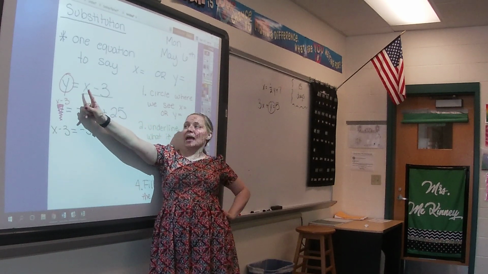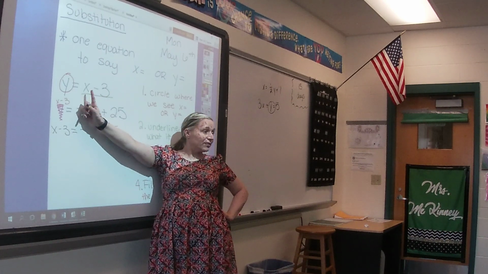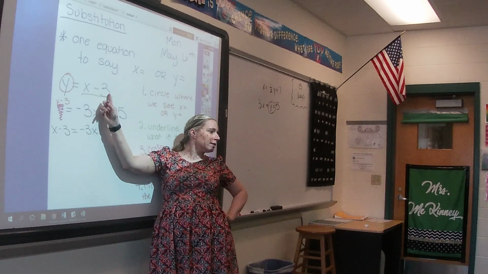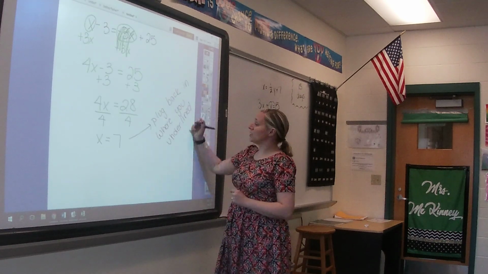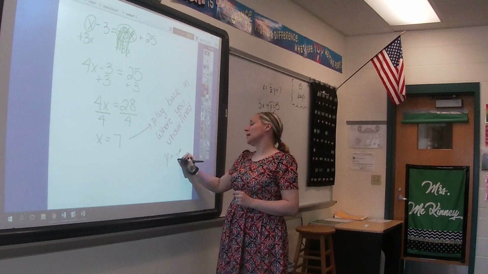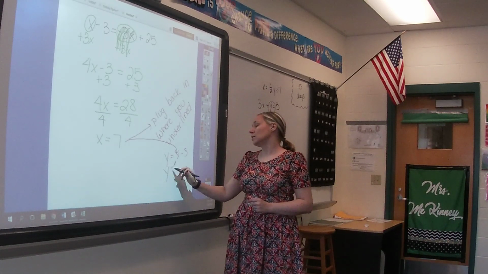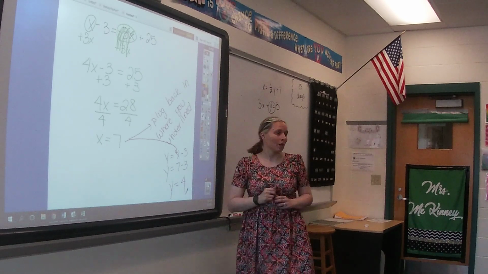Now instead of saying x minus 3, we're going to say 7 minus 3. Well, what is 7 minus 3? 4. Okay, so we just said y equals x minus 3, but I'm putting this 7 in for the x. So y equals 7 minus 3. Y equals 4.